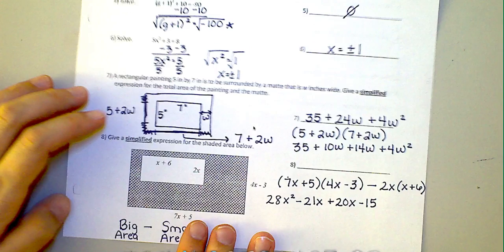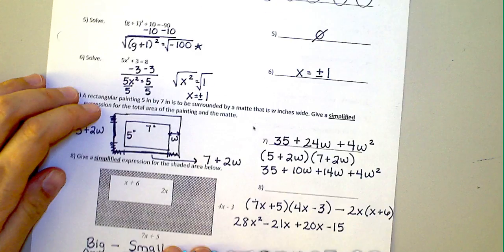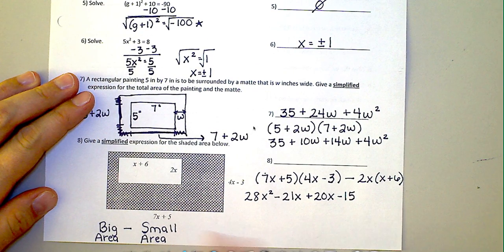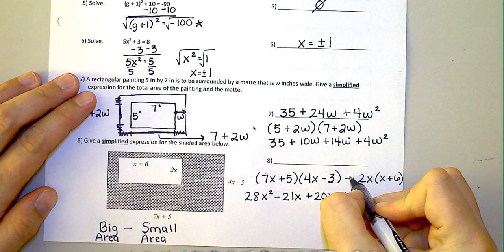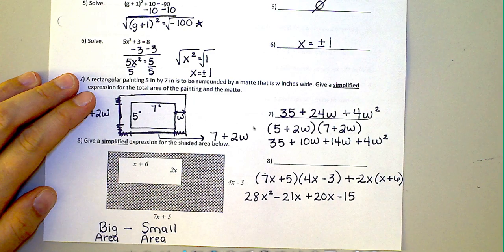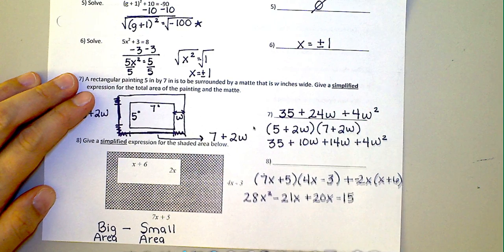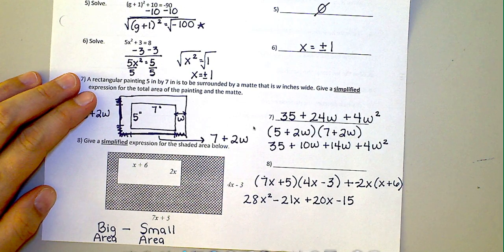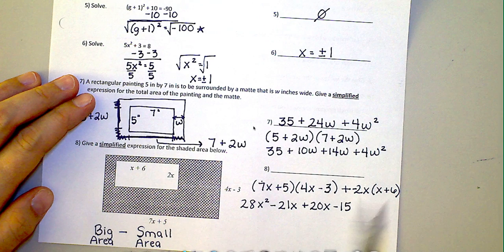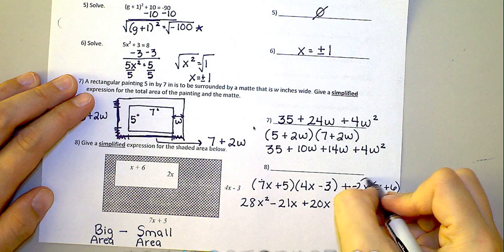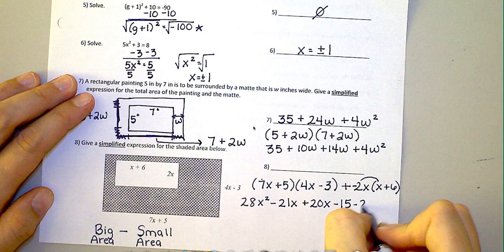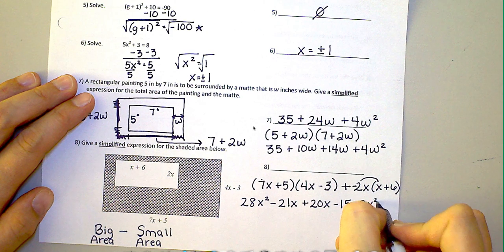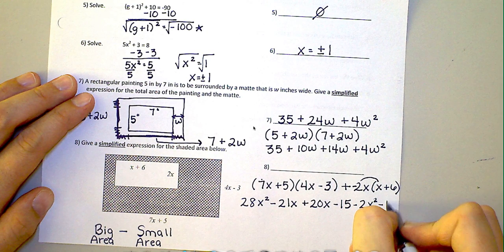Now, here's just a hint for you. This negative sign tends to mess people up a little bit. What I would do is I would attach that negative sign directly to the 2x, making it negative 2x. And then when you distribute it, you can just treat it like a negative 2, and that'll allow you to just add together all of your like terms instead of having to worry about going back later and subtracting. So negative 2x times x gives me negative 2x squared, and negative 2x times 6 gives me negative 12x.